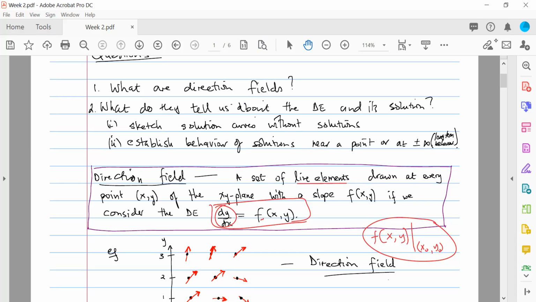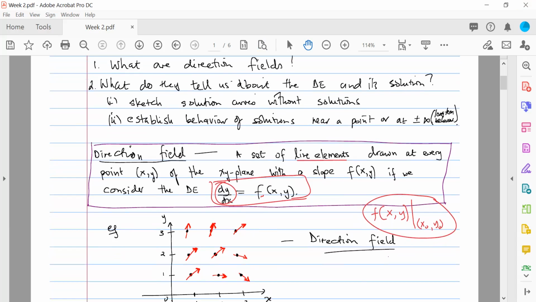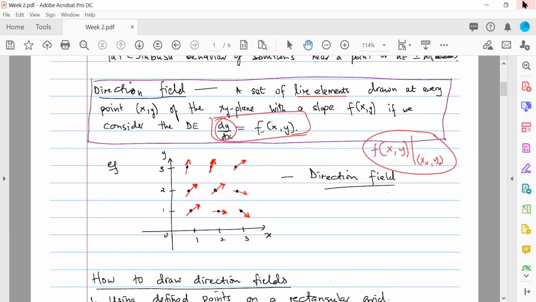So what we do now is look at the behavior of the solution based on the derivative. We are not attempting any integration, we're just dealing with the derivative itself. It will tell us what we want to know about the solution. So now, for example, we have this point here, (1, 1). We want to find what is f(1, 1).